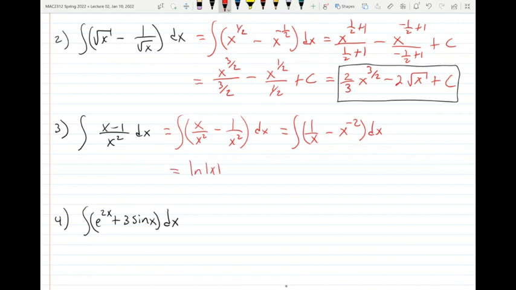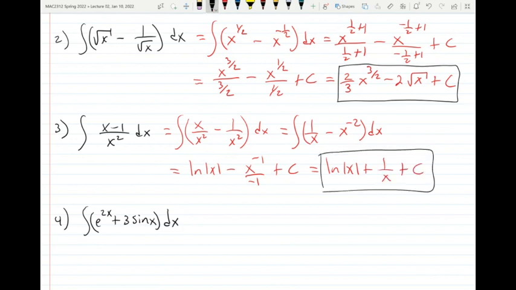So ln of absolute value of x minus, then that will be x to the negative 1 over negative 1, right? Because it's negative 2 plus 1. All right, and then this becomes ln absolute value of x plus 1 over x. And the plus is because this negative right here makes this plus, right? And x to the negative 1, we write it as 1 over x.